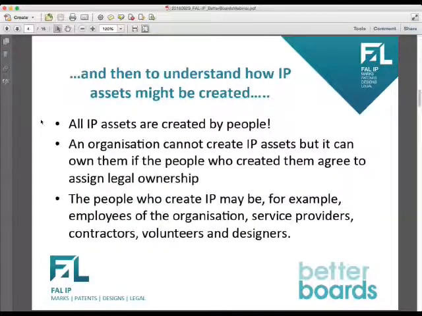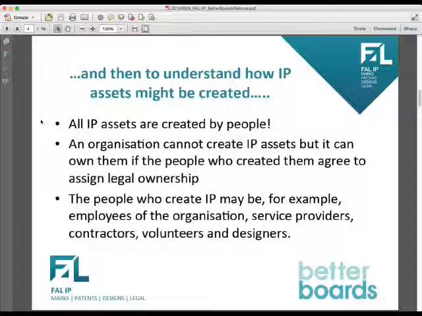Okay, so basically, we now know the types of IP assets that a company or organization may have. But I guess the question that arises is, how are these assets created, or how do they come about? Very importantly, all IP assets are created by people. So it could very well be the members of your organization or other people that come and go from your organization.